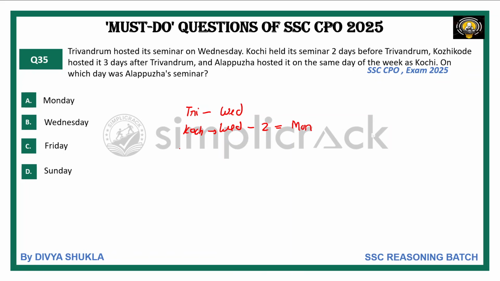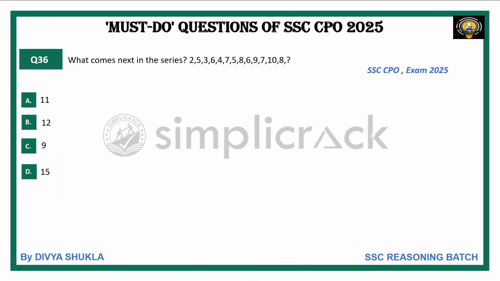And Kozhikode hosted it 3 days after. That means Monday plus 3, that means Tuesday, Wednesday, and Thursday. And Alappuzha hosted it on the same day as Kochi. That means the correct answer would be Monday. Option A is the correct answer for this question.